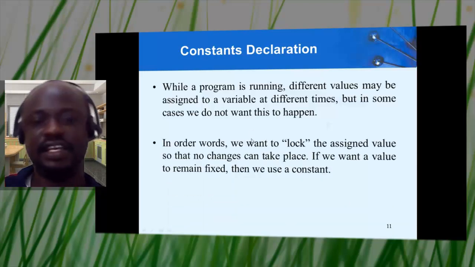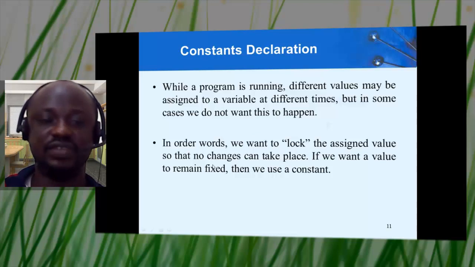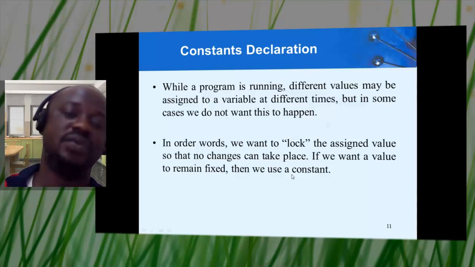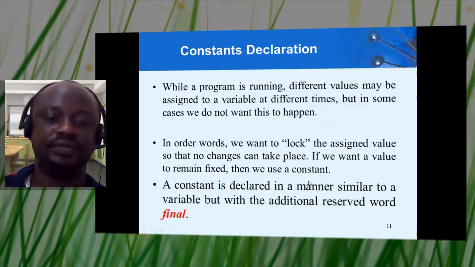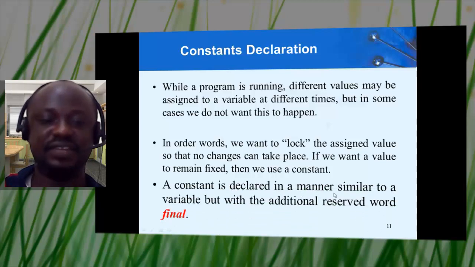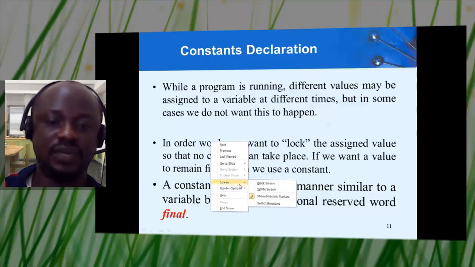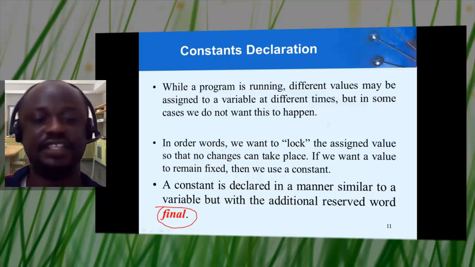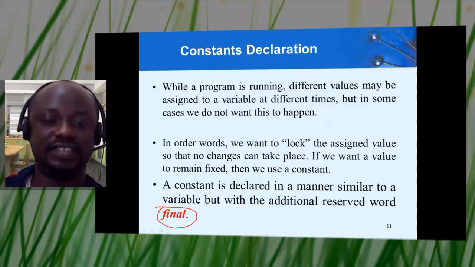So in other words, we want to lock the assigned value so that no changes can take place. If you want the value to remain fixed, then you use a constant. A constant is declared in a manner similar to a variable, but with the additional reserved word final. So what we are trying to say here is that the only difference between a variable declaration and a constant declaration is that you must precede the declaration with the keyword final.